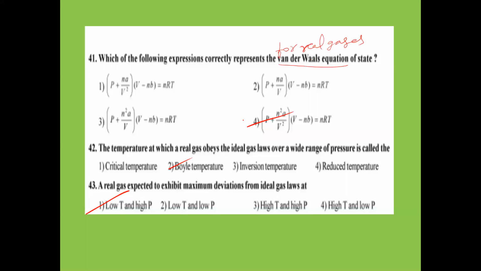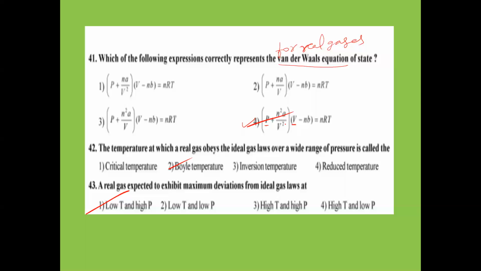For these gases, the answer is: pressure of real gas plus pressure correction, a n squared by V squared, into volume of real gas minus volume correction, is equal to nRT. n is the number of moles here.